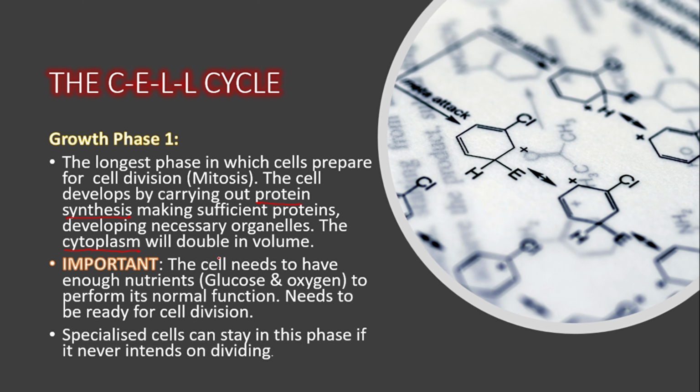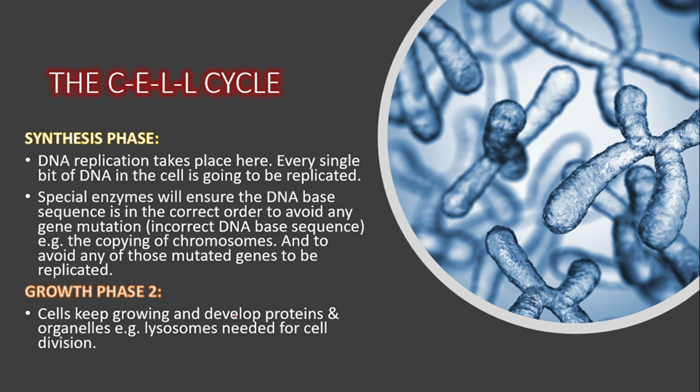Okay, so very important to note, the cell needs to have enough nutrients, so that is normally glucose and oxygen, to perform its normal function, and needs to be ready for cell division. Okay, so nutrients such as glucose and oxygen will be needed for the growth phase, and specialized cells can stay in this phase if they never intend on dividing. So specialized cells, if they don't intend on dividing, then they will stay in this particular phase.